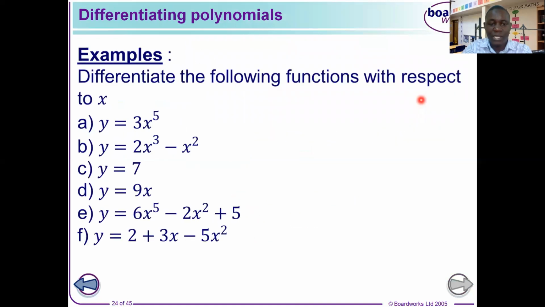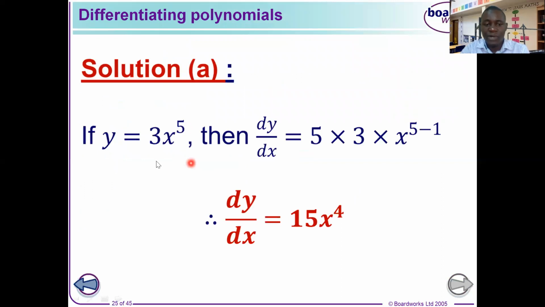Now we have this set of examples. Differentiate the following functions with respect to x. So we have y equals 3x raised to the power 5. If y equals 3x raised to the power 5, then dy/dx is 5 times 3, that's what you have here, times x raised to the power 5 minus 1. So remember, you multiply the entire term with the power of the x from behind, and then when you're writing the x down, you reduce the power by 1. So we have 5 minus 1. So that gives us 15x raised to the power 4.